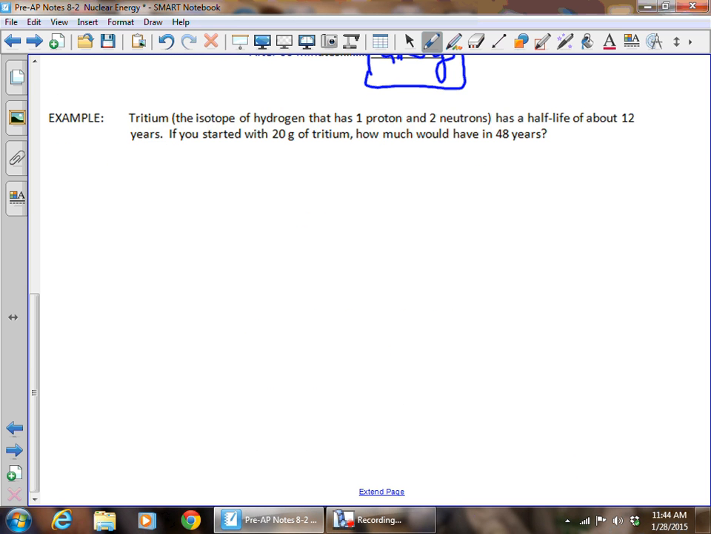So, final example. Tritium, which is the isotope of hydrogen that has 1 proton and 2 neutrons, has a half-life of about 12 years. So the half-life is 12 years. If you started with 20 grams of tritium, how much would you have in 48 years? So let's start out. Remember, we want our mass at t equals 0. And at the very beginning, our mass is 20 grams of our tritium. Now we're going to go 1 half-life at a time until we reach our total time elapsed. So this is our time elapsed.